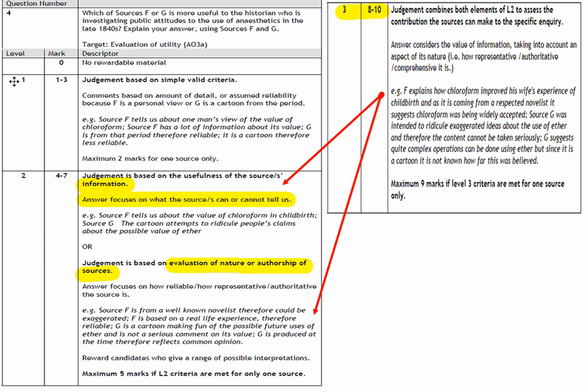If we have a look at the mark scheme, source F tells us about the value of chloroform in childbirth. So what we see here is content being given. Maximum of 5 marks if level 2 criteria are met for only one source. So the top it would get would be 5, but more likely 4.